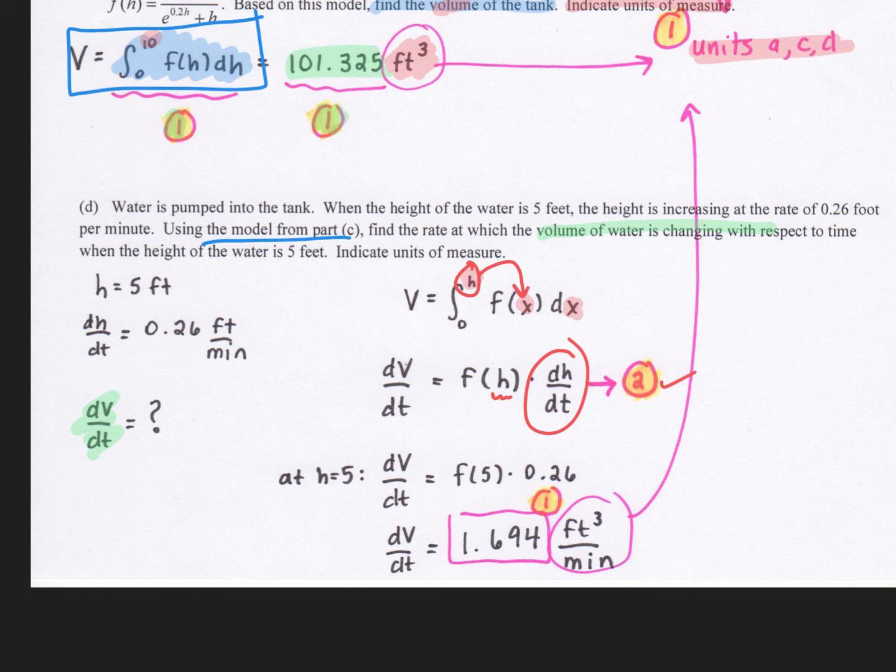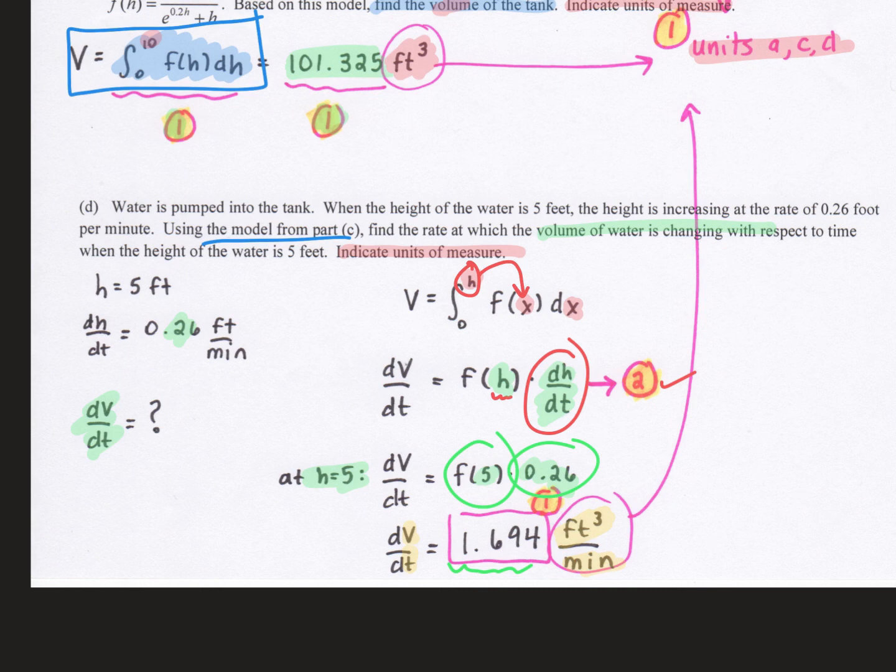And then at h equals 5, now I'm just going to substitute in my values that I have listed out. So at h equals 5, I'm going to replace the h with the 5. My dh/dt I have over here is a 0.26. And then I just need to use my calculator to calculate f of 5 times 0.26, and that ends up being this 1.654. And one more units that I have to list here, indicate my units of measure. This is the rate of change of the volume over time. My unit should follow volume, which is cubic feet, over time unit, which is per minute.